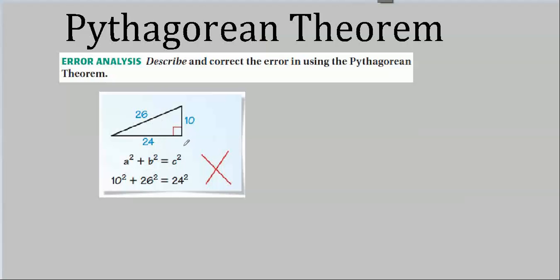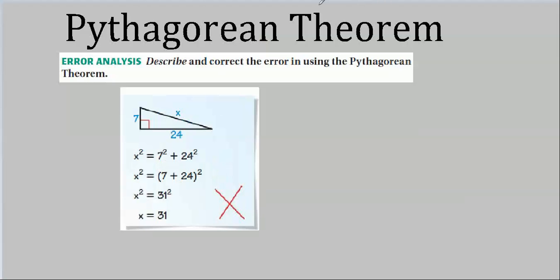I don't know if this is a common mistake or not. Most students recognize that the legs are the ones adjacent to the right angle, and the hypotenuse is opposite the right angle. But I suppose it's a possible mistake.